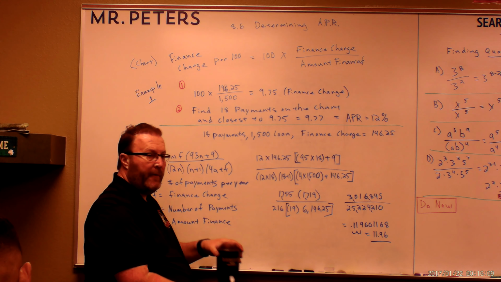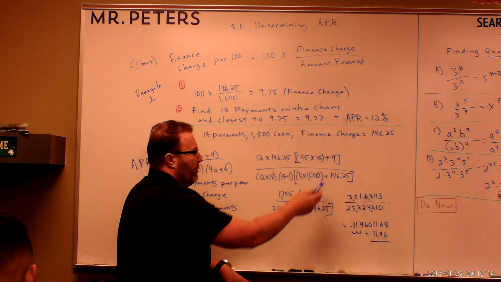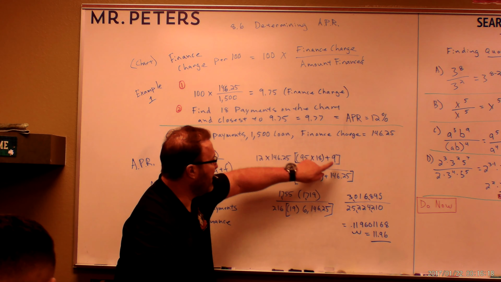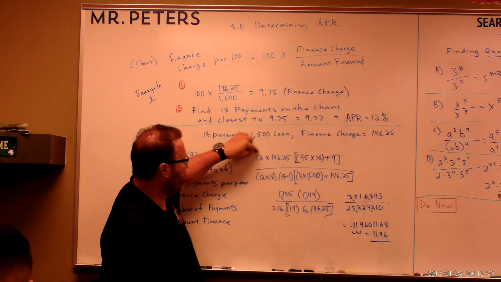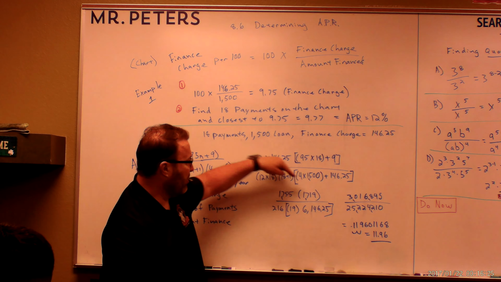No, 1,755. Okay, so we took care of this. That goes right here. This is still in parentheses because we have to multiply it. This came to 1719, right? 95 times 18 plus 9 is 1719. 12 times 146.25 is 1755. Then we're going to multiply these.